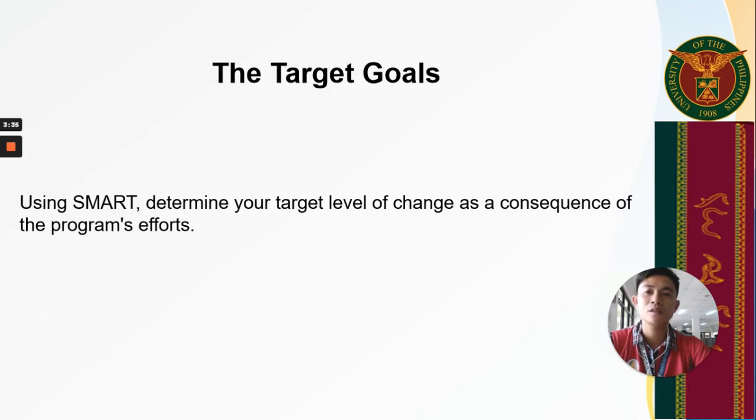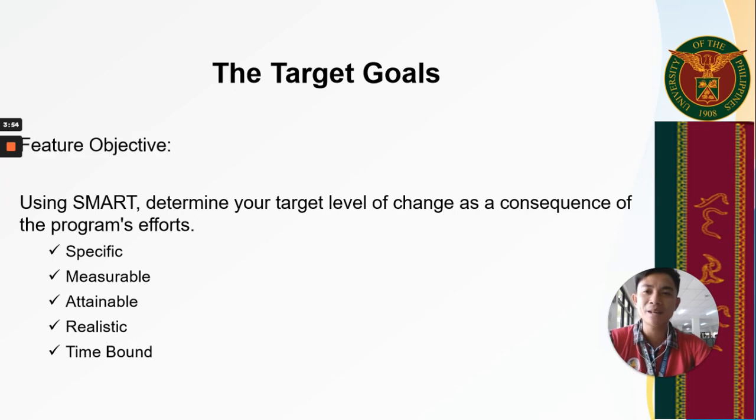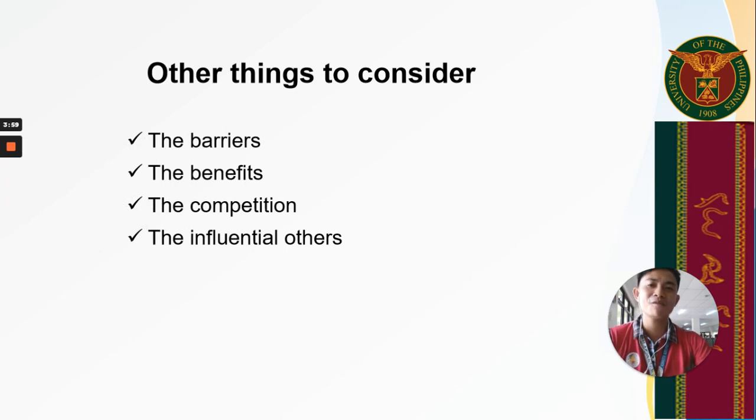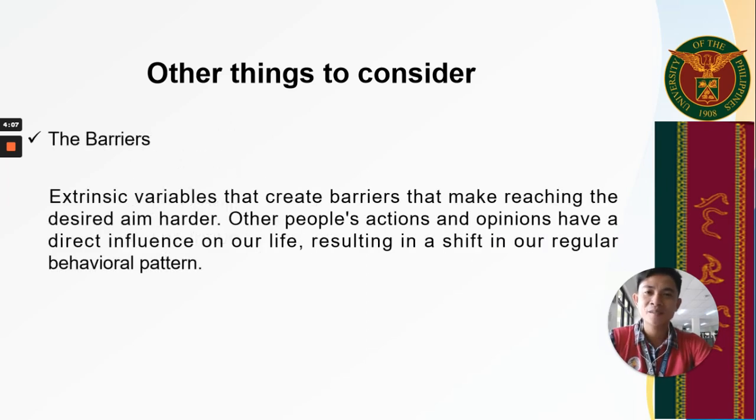The target goals. We are using SMART. Determine your target levels of change as a consequence of the program efforts. SMART stands for specific, measurable, attainable, realistic, and of course time bound. So these are the future objectives. Other things to consider. Of course, you should always think about the barriers, the benefits, the competition, and of course the influential others. Still, I will explain to you each one of them.